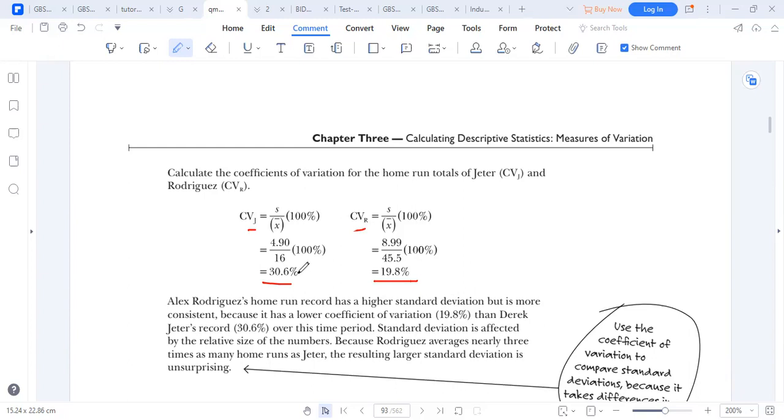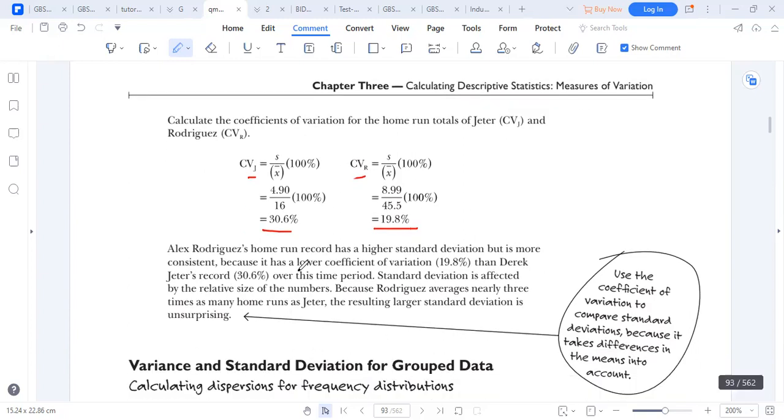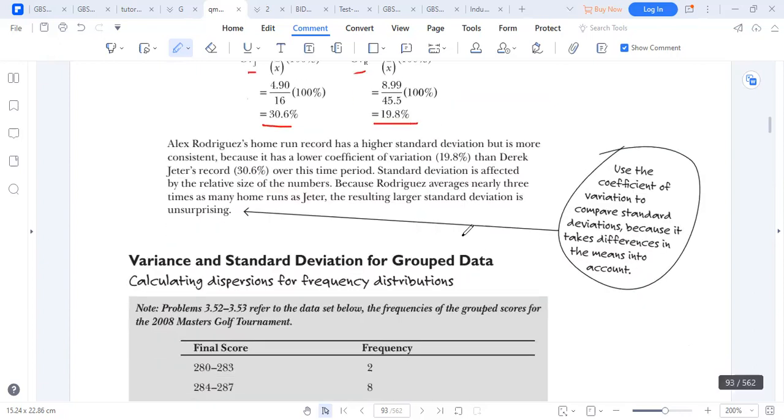So what is the implication? The variation, the inaccuracy of Jefta's is higher. The higher the figure, the more volatile the results are. So we use the coefficient of variation to compare the standard deviations because it gives us the differences with regards to the mean. The higher the CV, the more volatile it is.